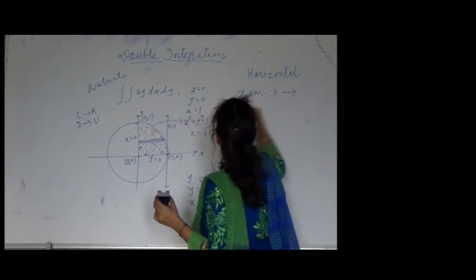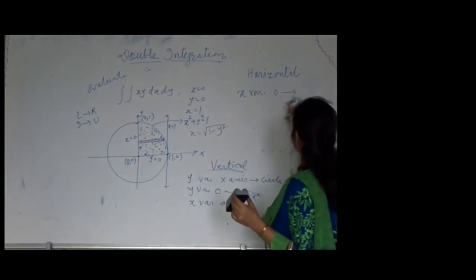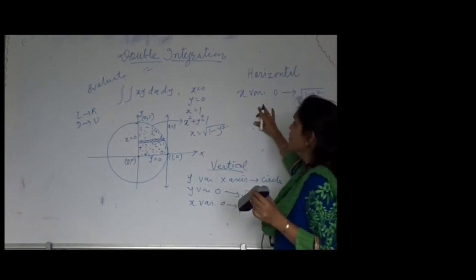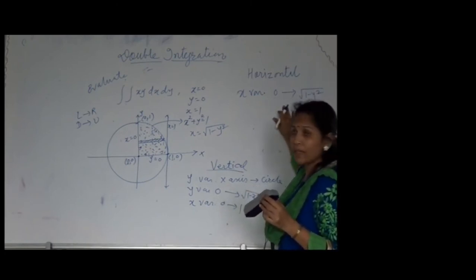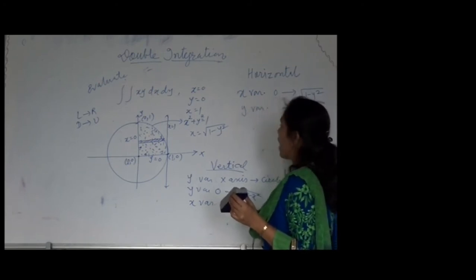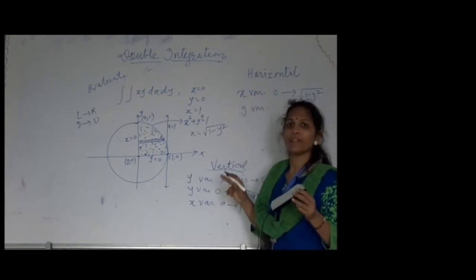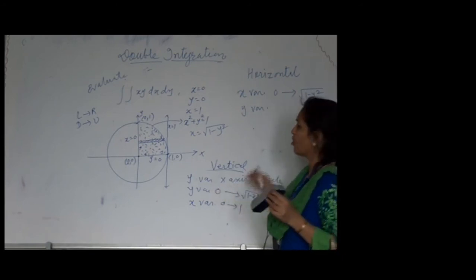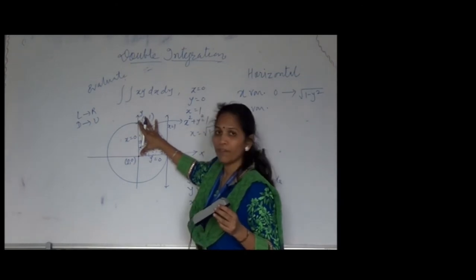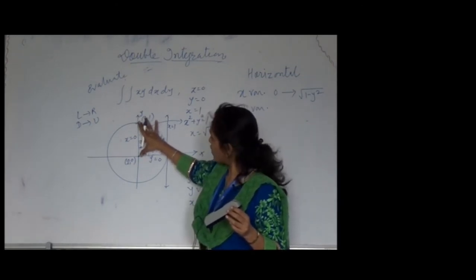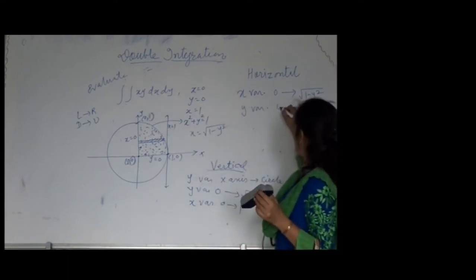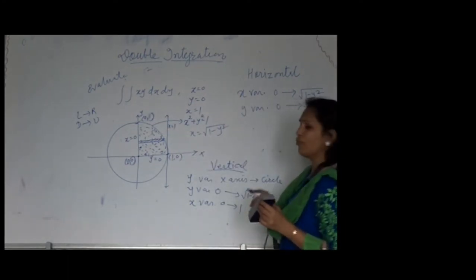So x varies from the y axis to the circle. Equation of y axis is x is equal to 0. Equation of the circle is root of 1 minus y square. So x varies from 0 to root of 1 minus y square, and for that we have to vary y also. As I said, one of the limits is variable, another limit is constant. So for y, now I want to see the distance covered on the y axis. So these 2 points I am going to see. y varies from 0 to 1.